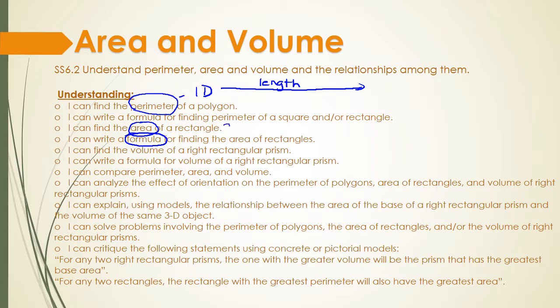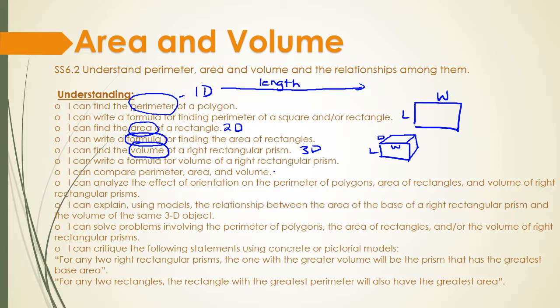Area is 2D. Okay, I'm going to draw it over here. It has a length and it also has a width. Okay, and then volume, I think I circled the wrong word there. Volume is 3D. It has a length and a width and a depth. Does that make sense? So perimeter is one-dimensional, area is two-dimensional, and volume is 3D.